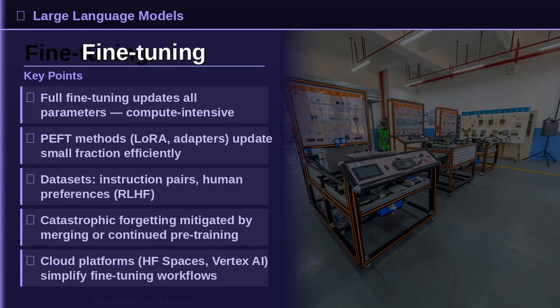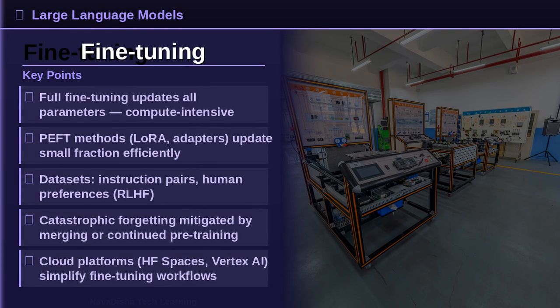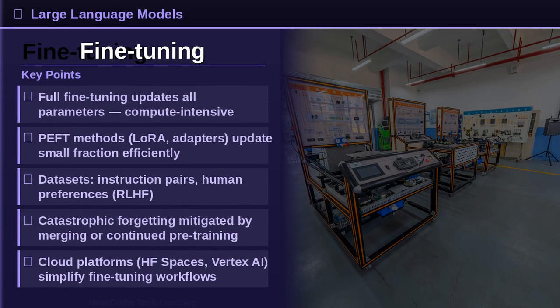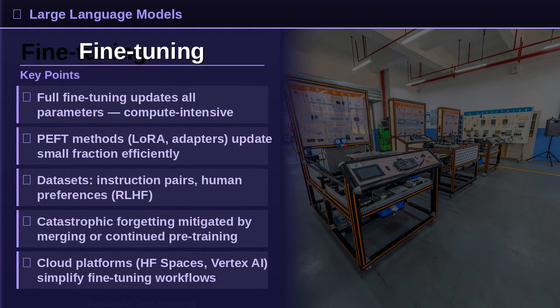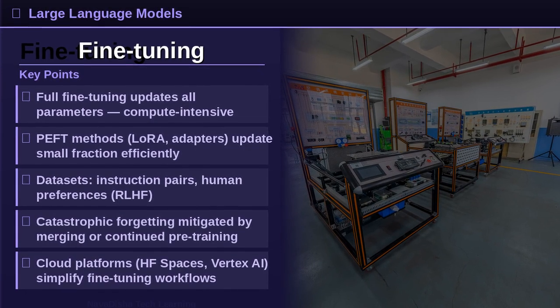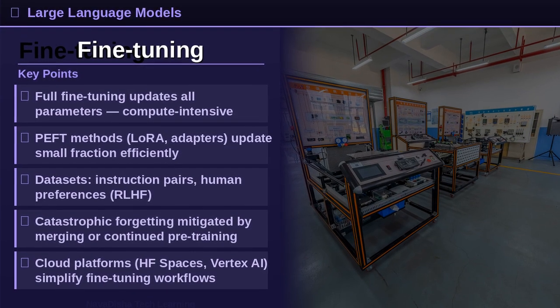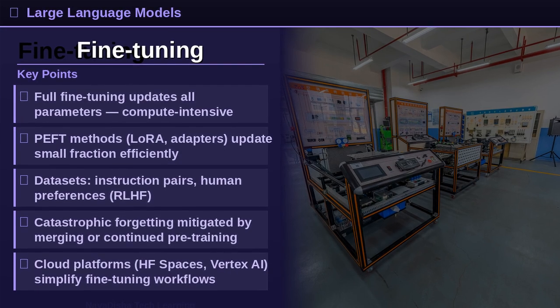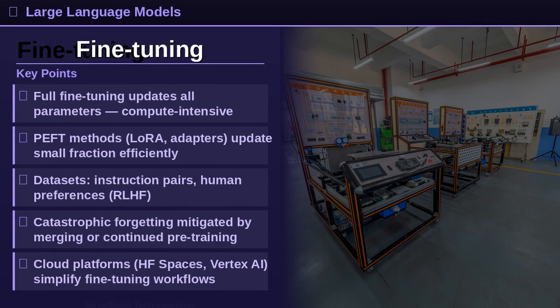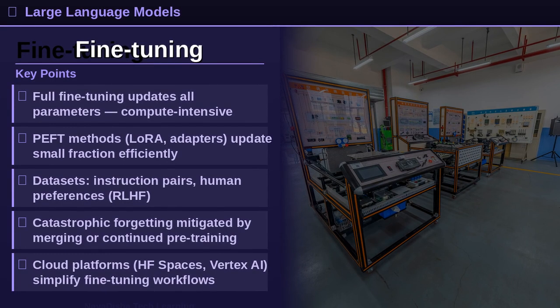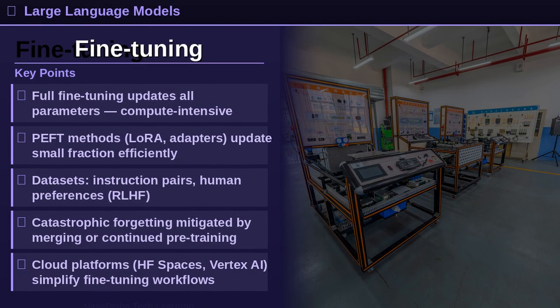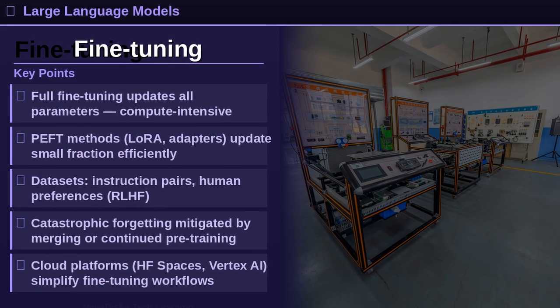Here are the key things to know about fine-tuning. First, full fine-tuning updates all parameters, which is compute-intensive. Also, PEFT methods, such as LoRA and adapters, update a small fraction efficiently. Another key point, datasets: instruction pairs, human preferences, RLHF.